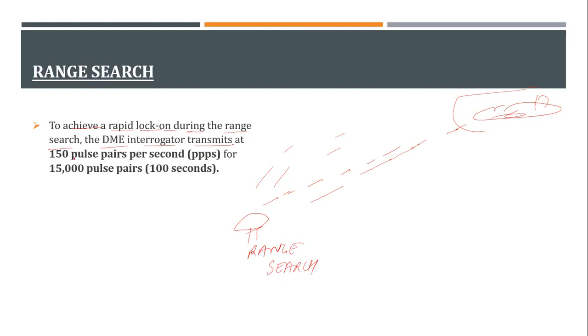That will transmit at 150 pulse pairs per second. So range search depends on the interrogator. If the aircraft is the interrogator, that will do the range search. If the DME is the interrogator, that will do the range search. Range search basically means they don't know where the DME is, where the aircraft is. They will just send out the signal everywhere. Now we know there is a limitation. Of course, there's a limitation.